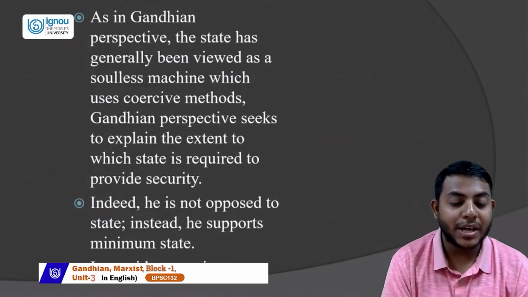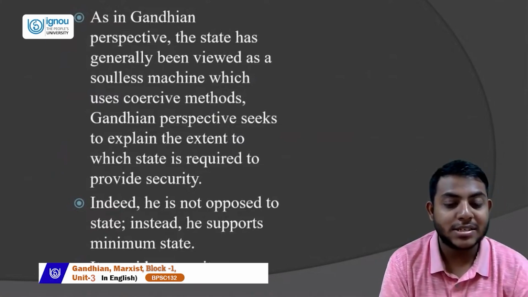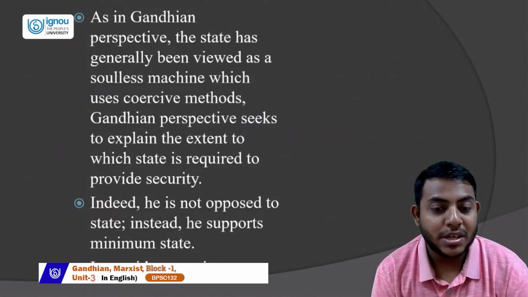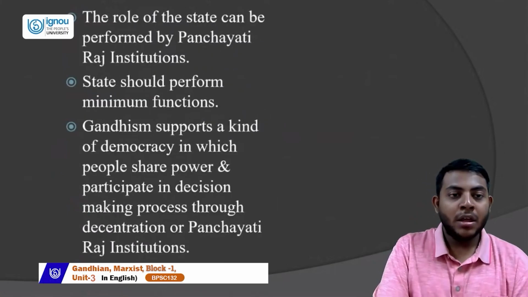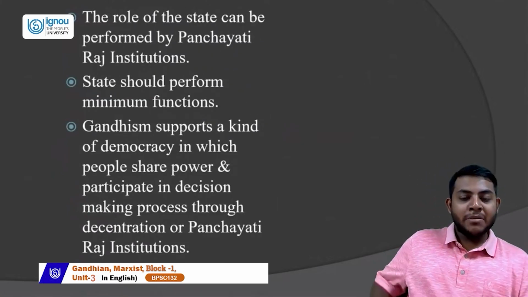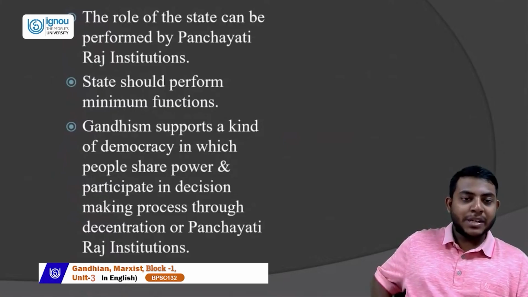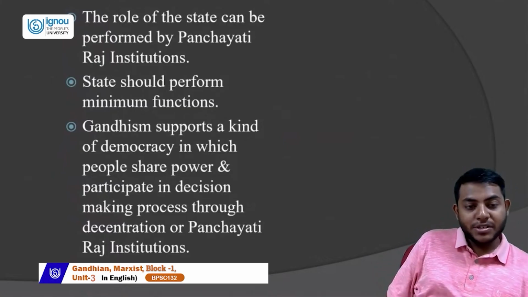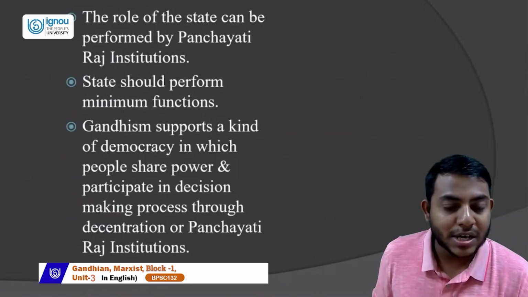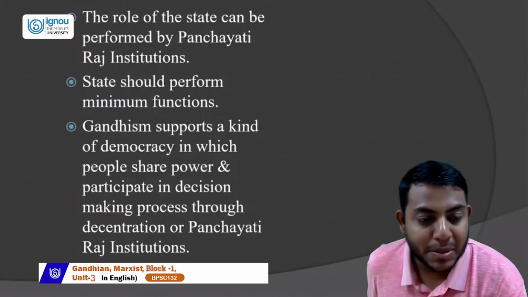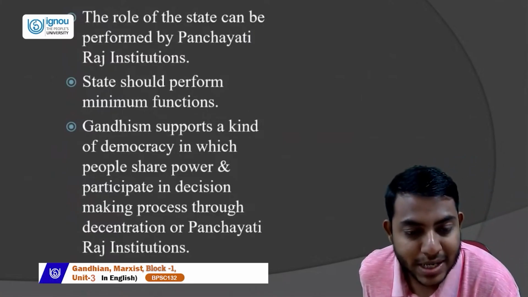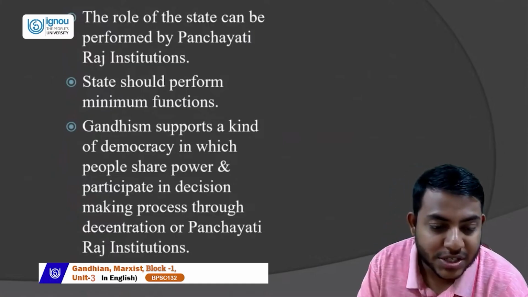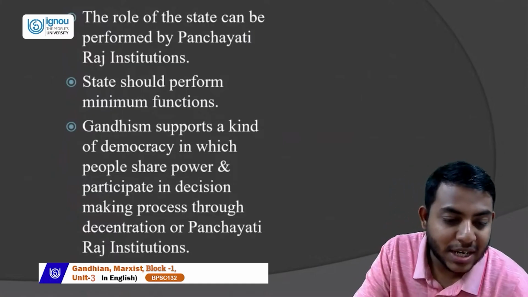So indeed, Gandhiji is not opposed to the state. Instead, he supports a minimum state because it provides security. The role of the state can be performed by the Panchayati Raj institutions. According to Gandhiji, the state should perform minimum functions. So Gandhism supports a kind of democracy in which people share power and participate in the decision-making process through decentralization or Panchayati Raj institutions.